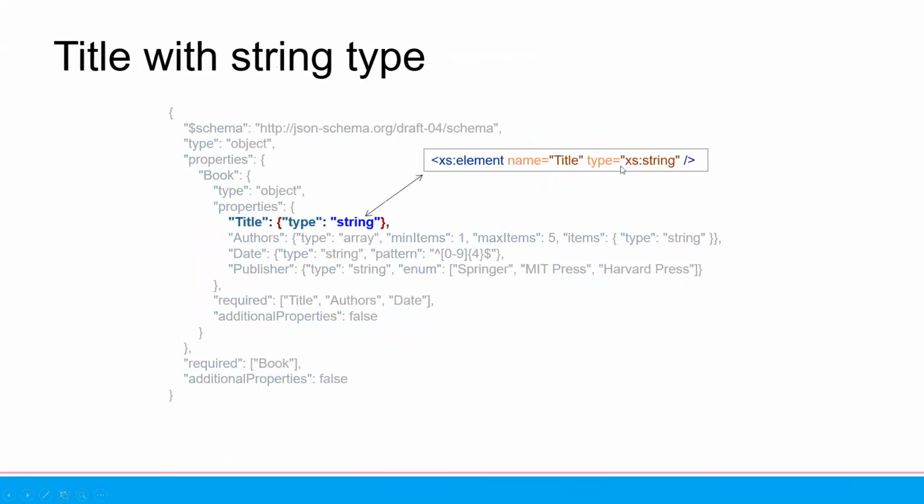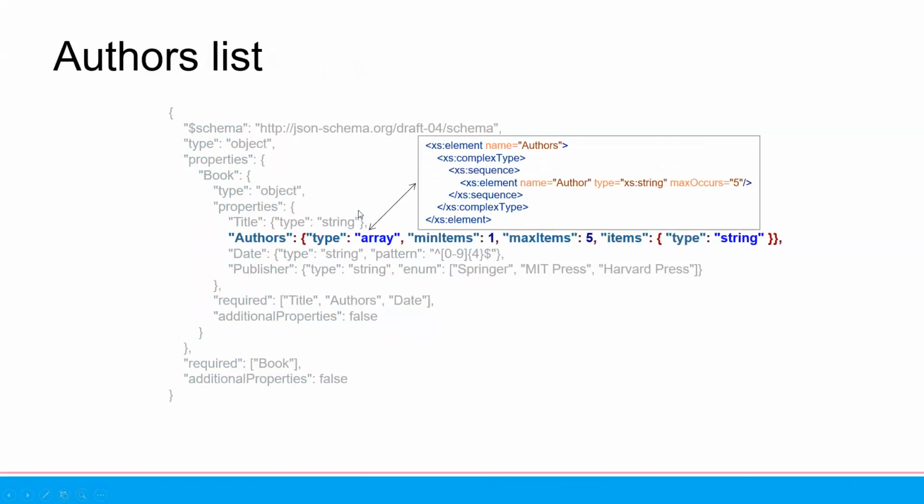The title with the string, so it's similar to the XML. In XML, you need to define the xs:element name title and the type is xs:string. But in the JSON, you can just define title and the type is string. If you use the XML, you need to define every element, like this one with an array, with a complex type. But in the JSON, you can just define an array.